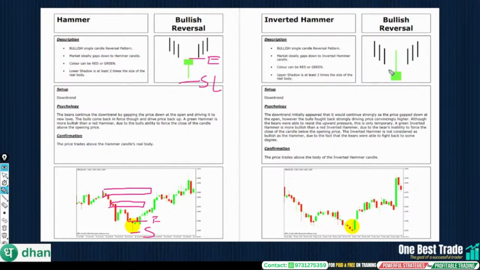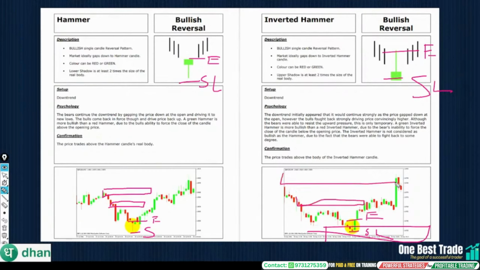For the inverted hammer, again, it should come near the support. On the breakout of the wick, you are going to take an entry. The body low is going to be the stop loss. The first target is going to be the first resistance, the second target the second resistance, or a risk to reward based target. So with a 20 points stop loss, the first 20 points is the first target, the second 20 points is the second target, and the third 20 points is the third target.